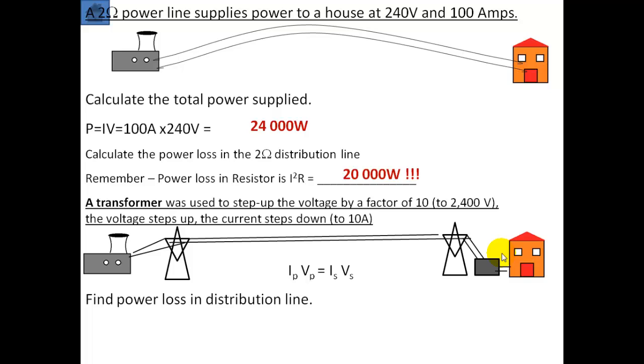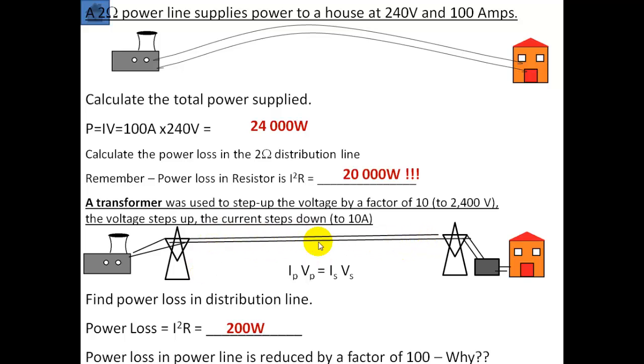Let's find the power loss in the distribution line. Now we know that it's I squared R. Now I is not 100 anymore, it's now 10. And R is still the resistance of the wire. So it's going to be I squared, which is 10 squared, times by 2, which gives us 200 watts. Now this is much better. The power station is able to supply 24,000 watts to the house, and only 200 watts are going to be lost in heating up the wires, because it's a small current. If it were a large current, then a huge amount would be used up in heating the wires.